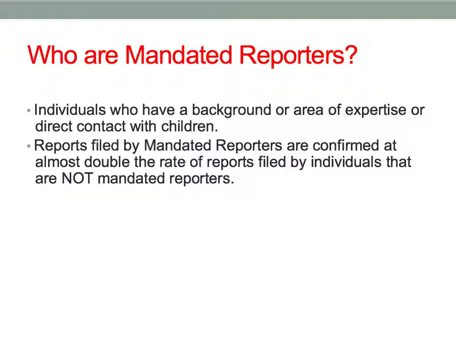Now that we've talked about physical and behavioral indicators of 3 common types of child abuse or neglect, we're going to talk about who's responsible to act and how they should do that. So these people are called the mandated reporters. A mandated reporter is an individual who has a background or area of expertise in direct contact with children. In this case, we're all in the business of education, so everyone in this building listening to this presentation would fall under the category of a mandated reporter.